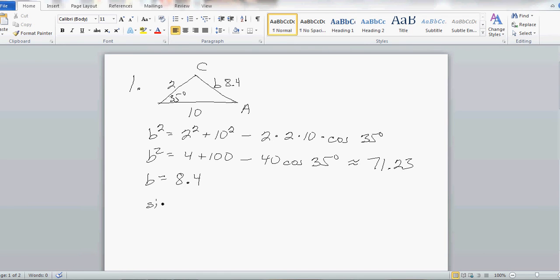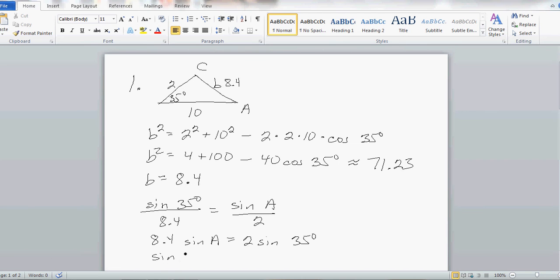The sine of 35 degrees over 8.4 will equal the sine of A over 2. And just pick one of them, because it doesn't really matter, because once we find this angle, then we can calculate this angle here very easily. So finding A, we're going to do the cross products. So we get 8.4 sine of A equals 2 sine of 35 degrees.